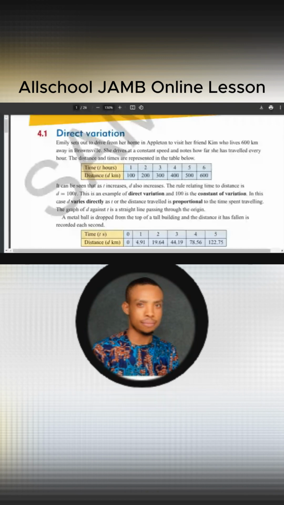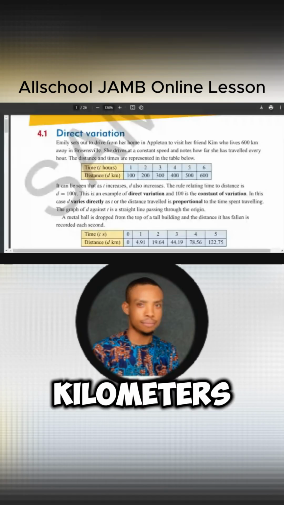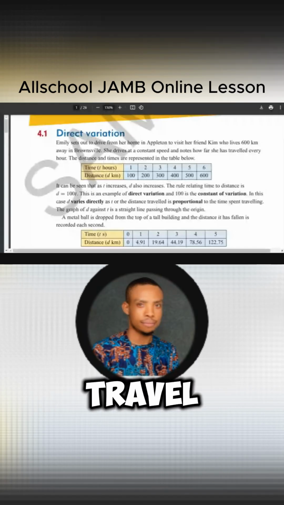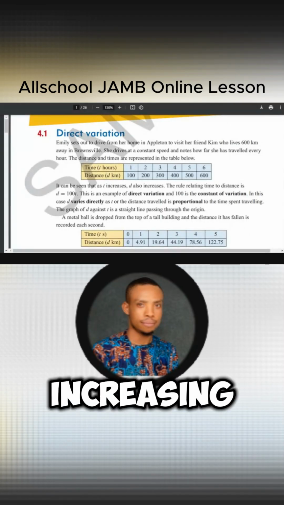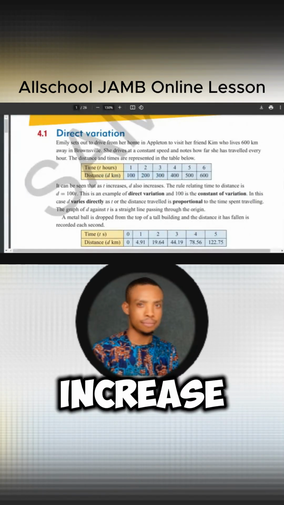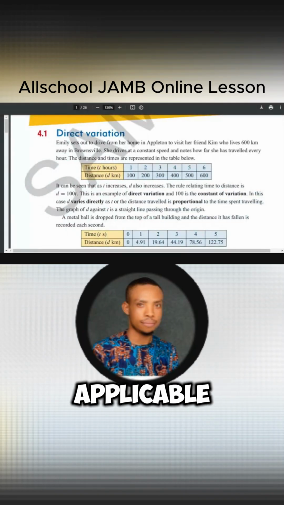So you see that it took her 1 hour to travel a distance of 100 kilometers. For her to travel 200 kilometers, it will take her 2 hours. For her to travel 300 kilometers, it takes her 3 hours. That's how it is. So as distance is increasing, time to get there will also increase. Yes, and it's applicable in real life. This is a real life scenario.